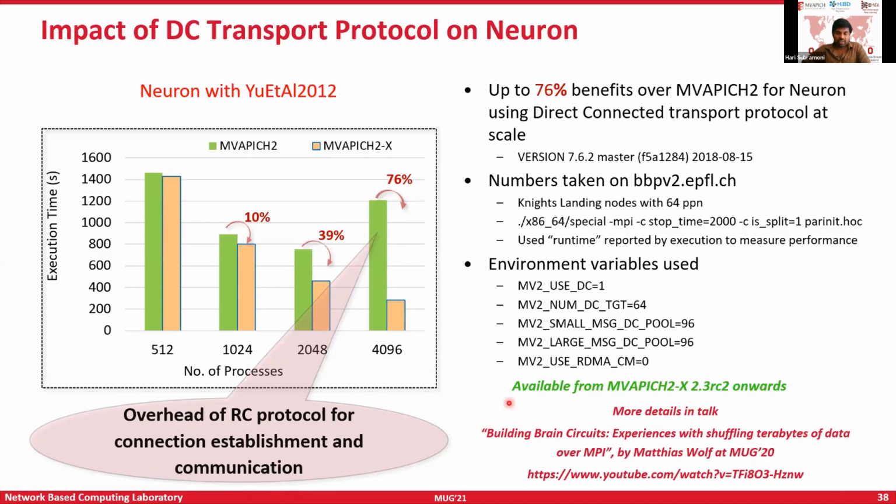More details of this are available in last year's MUG talk, if anybody wants to take a look at it. These are the different environment variables that we used to reproduce this, in case you want to try this out yourself with the Neuron application. We have provided all the details of the application that we used, how we ran it, and the environment variables and the version of MVAPICH2-X we used. So if you want to try it out, please feel free to take these and try it out on your own system.